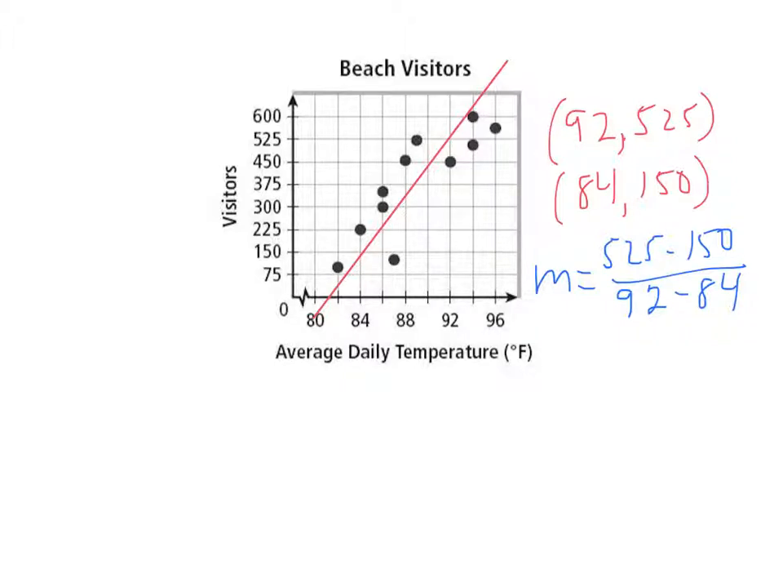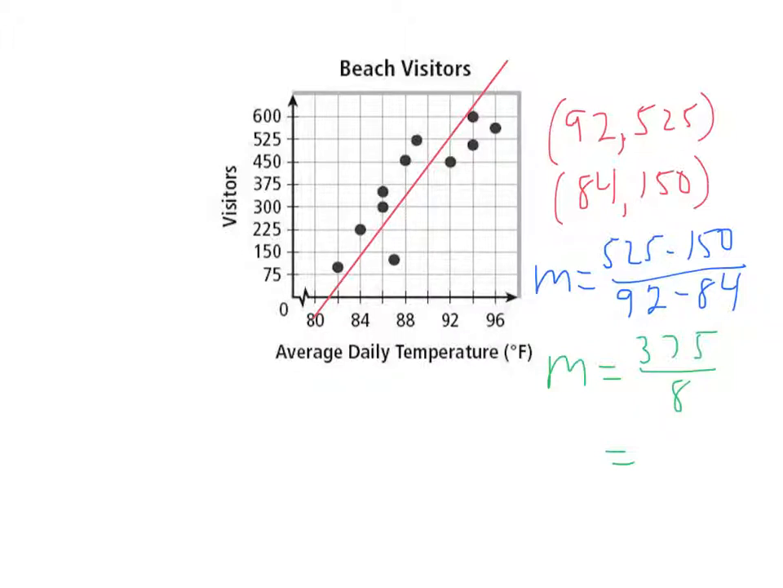So when we do the subtraction on this, you'll see that the change in the y values is going to be 375, and the change in the x values is only going to be 8. And then we're going to simplify that down a bit. Unfortunately, there's no number we can divide both of these by, since the numerator isn't divisible by 2 or 4 or 8, obviously. So we're just going to have to leave it like that.